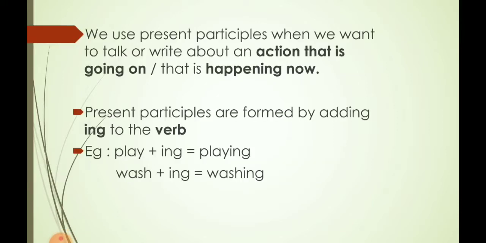We use present participles when we want to talk or write about an action that is going on or that is happening now. Present participles are formed by adding ing to the verb. For example, play plus ing is playing. Wash plus ing is washing. So, present participles are used to refer to an action that is going on or that is happening now. And we will get the present participle form when we add ing to a verb.